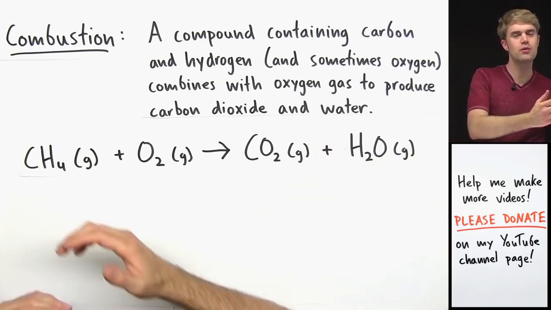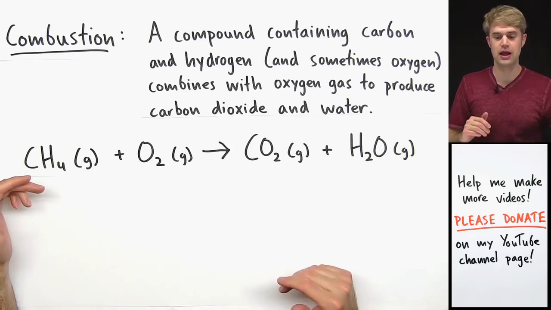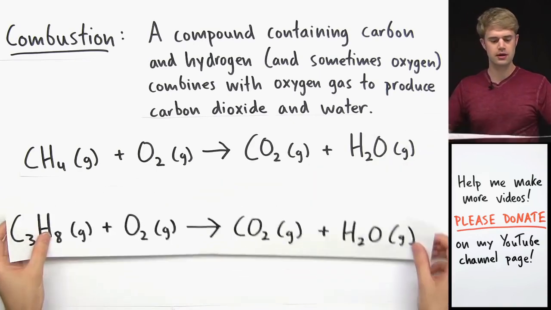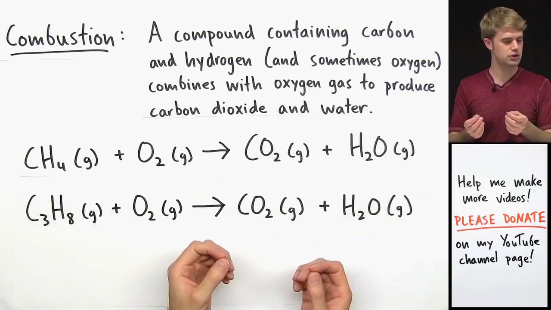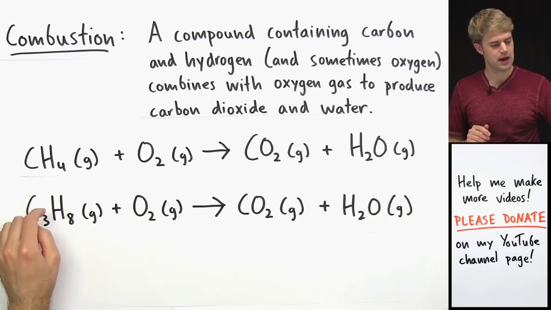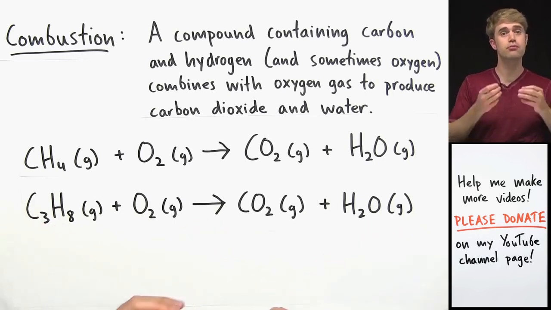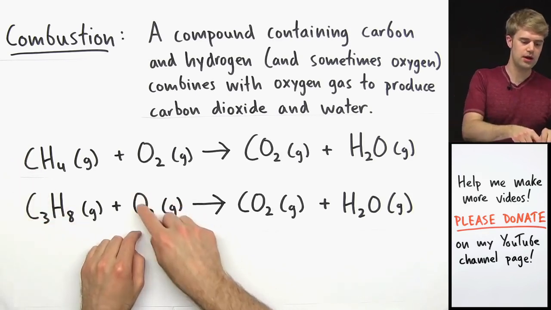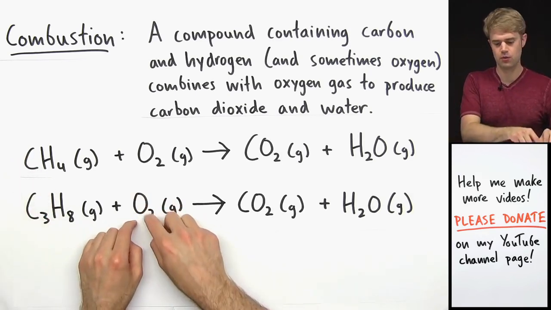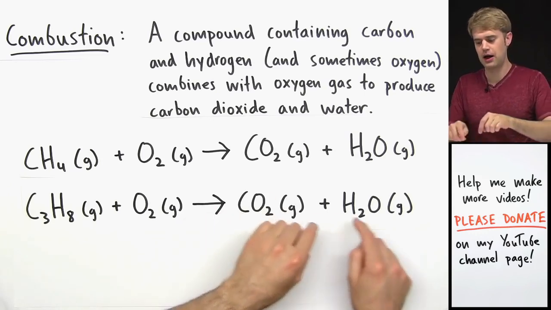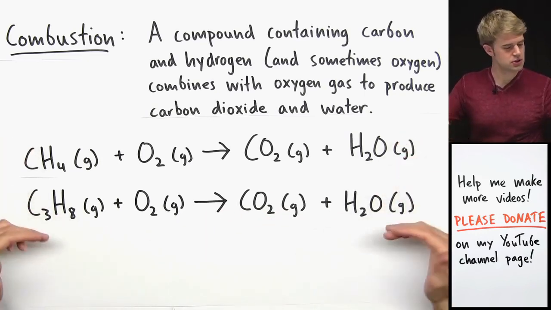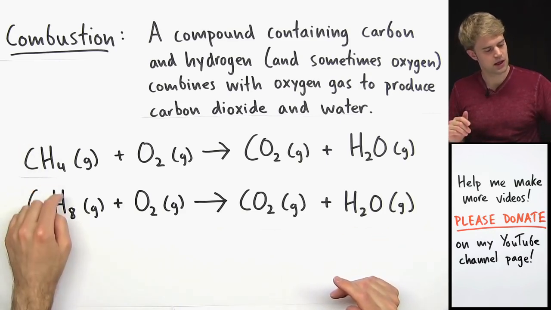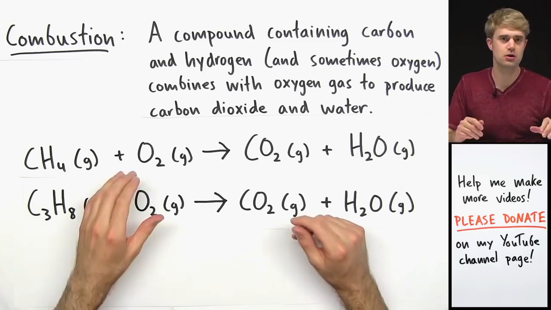Now, we can start with different things in a combustion reaction, and as it says here, the compound usually contains carbon and hydrogen. So here is another example of a combustion reaction. This one starts with C3H8, which is the chemical formula for propane, another type of natural gas. And just like with the previous reaction, we combine C3H8 with O2, and this gives us carbon dioxide and water. So these 2 reactions are essentially identical, except for the number of carbons and hydrogens in the compound that we start with.